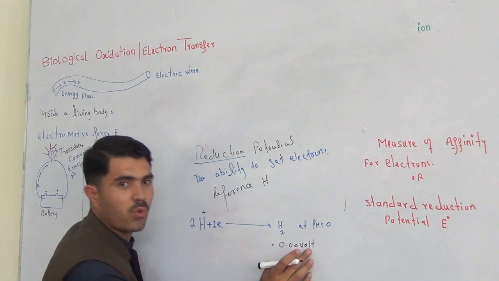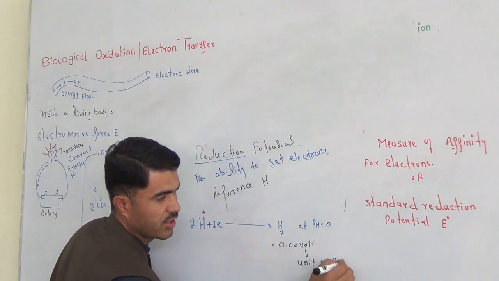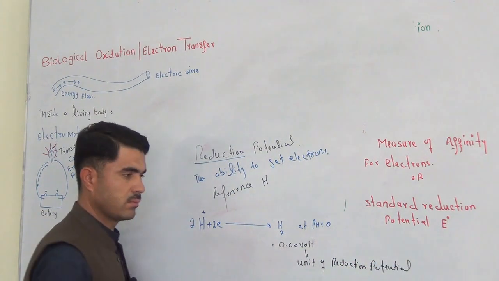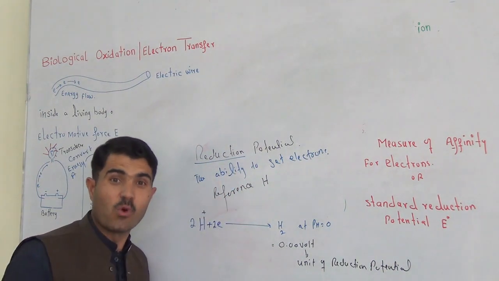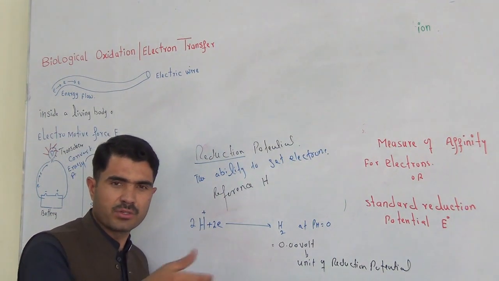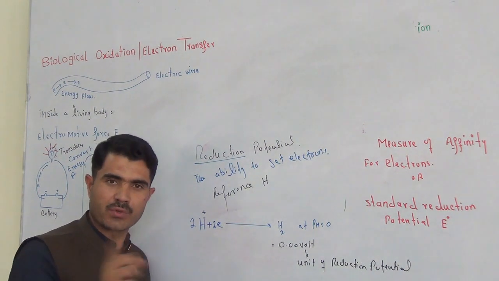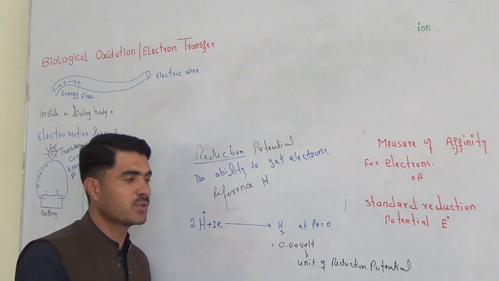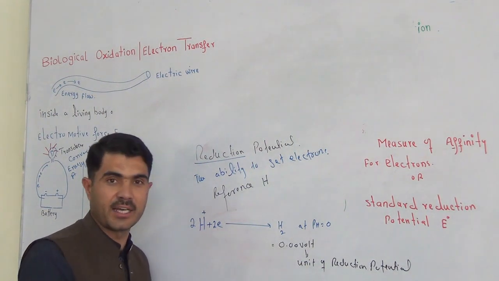And what is volt? Volt is actually the unit of reduction potential. We measure reduction potential in volt, just like we measure voltage in volt. You might have seen that ampere is the unit of current, and volt is the unit of voltage. So volt is also a word that is used with electron transfer in current. Definitely here also the topic is electron transfer, so we would use the word volt as a unit of reduction potential.